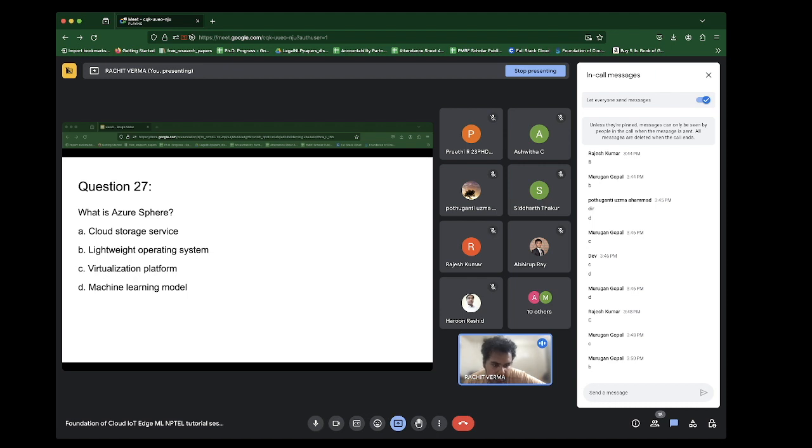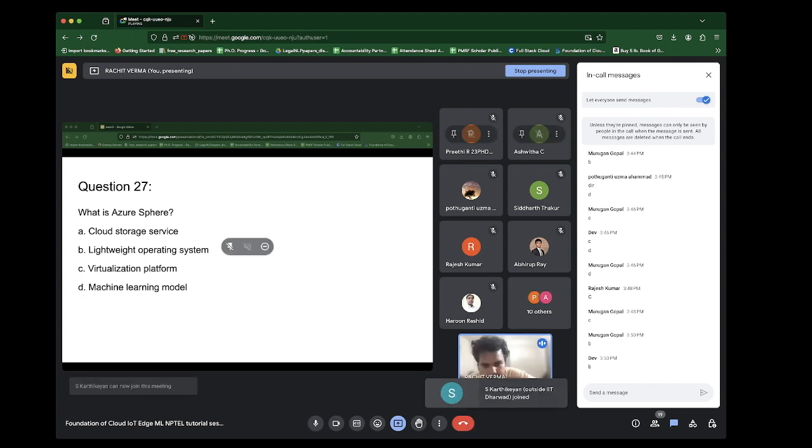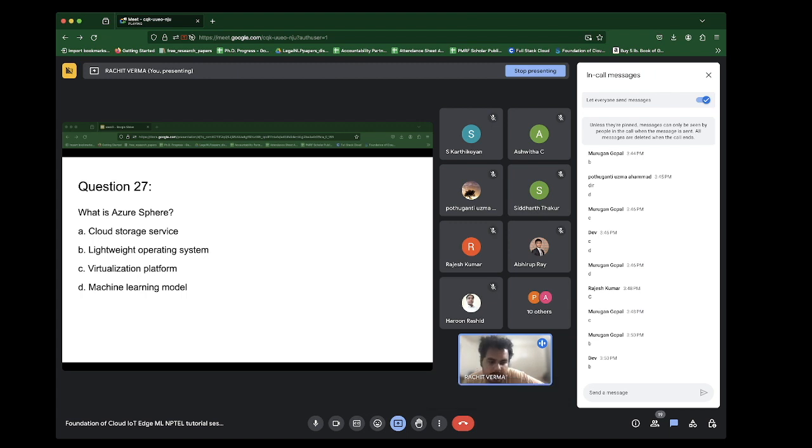Okay, so the answer is it is a lightweight operating system, and that would be the most accurate answer. You could also call it a virtualization platform to some extent, so in that sense it would be somewhat correct. Based on the contents of the lecture, you could kind of infer that it is a virtualization platform. However, the most accurate answer is that it's a lightweight operating system. It's not a cloud storage service and it's not a machine learning model either.